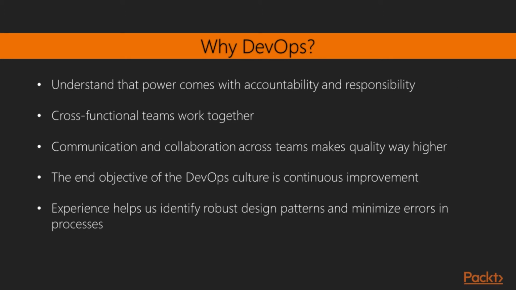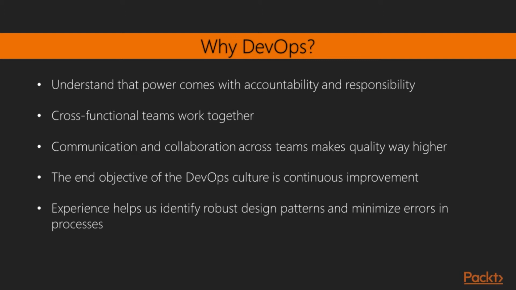Self-dependent teams bring out the best in them when they are empowered. We also need to understand that power comes with accountability and responsibility. Cross-functional teams work together and enhance quality by providing their expertise in the development process. However, it is not an isolated function. Communication and collaboration across teams makes quality way higher.